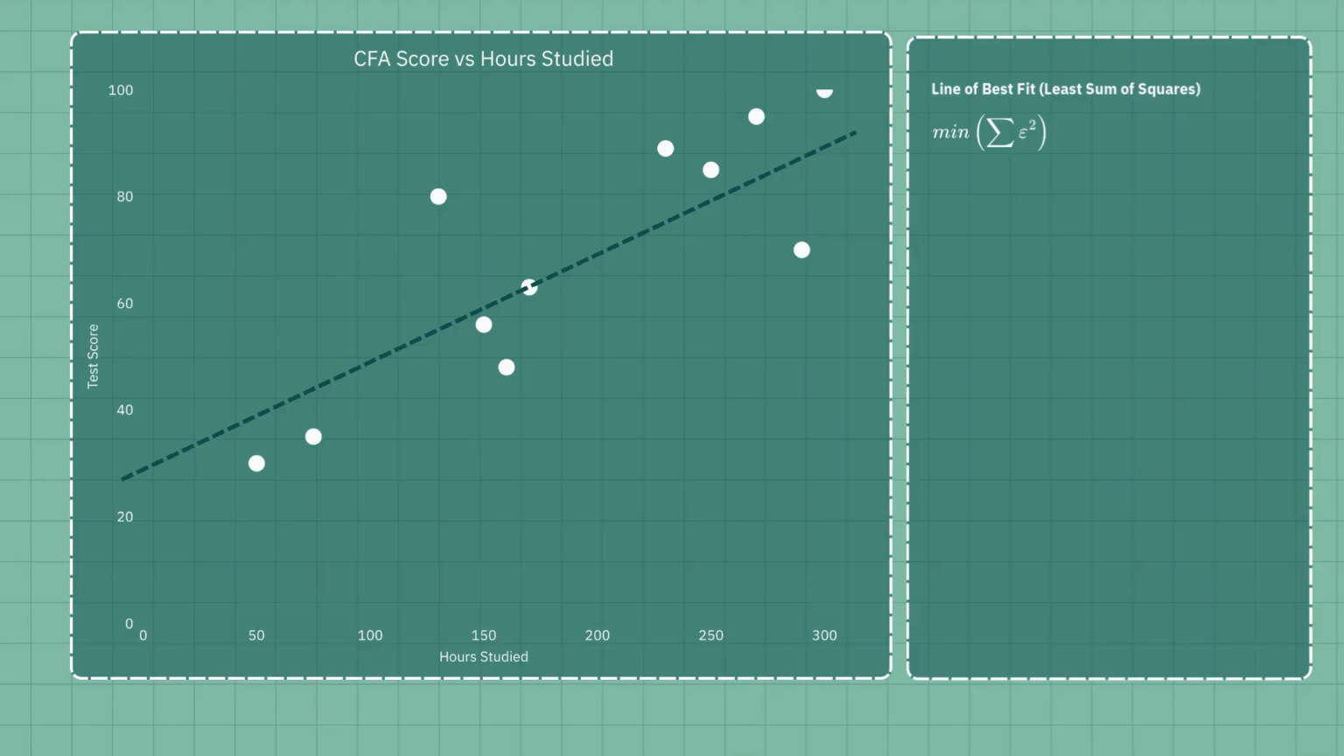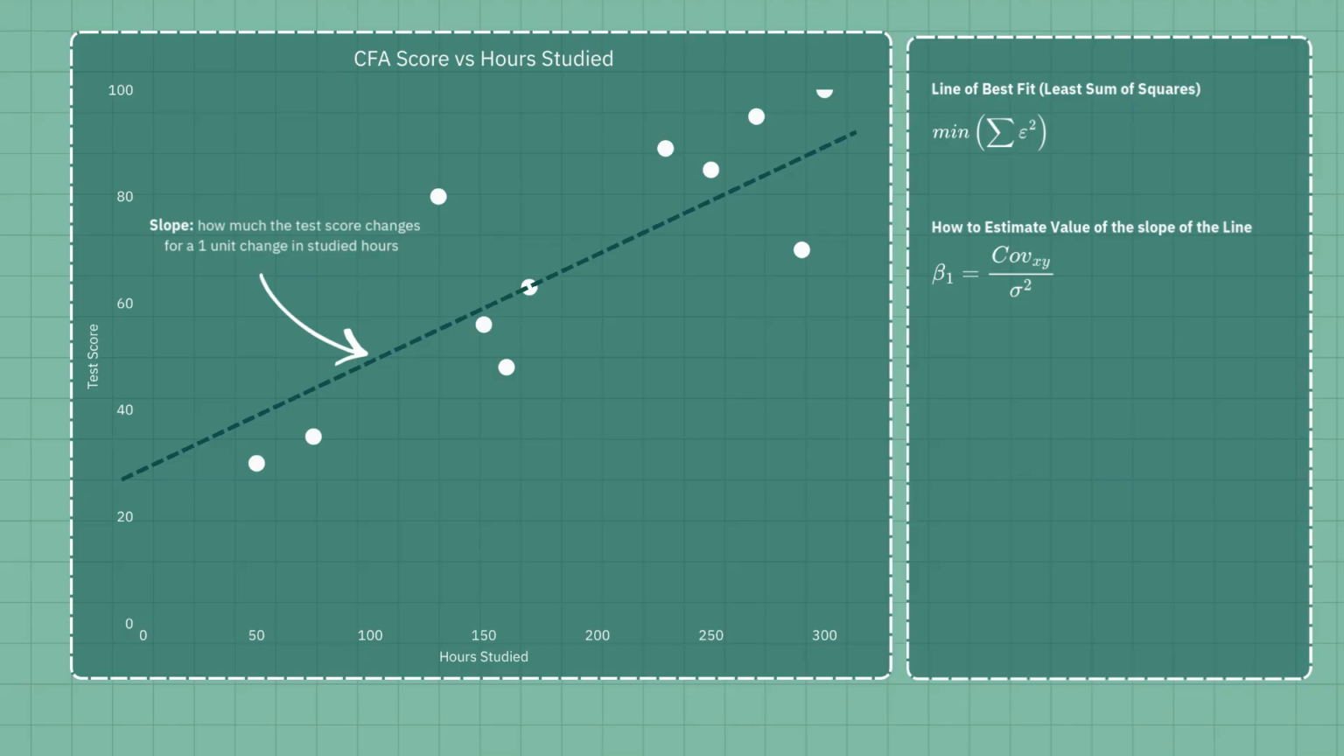To estimate the line, we need to compute the slope coefficient beta 1, which is the covariance of x and y divided by the variance of x. You're not expected to derive this formula under exam conditions, but it's useful to know what it represents. The slope describes how much exam score is expected to change for a 1-unit change in study hours.